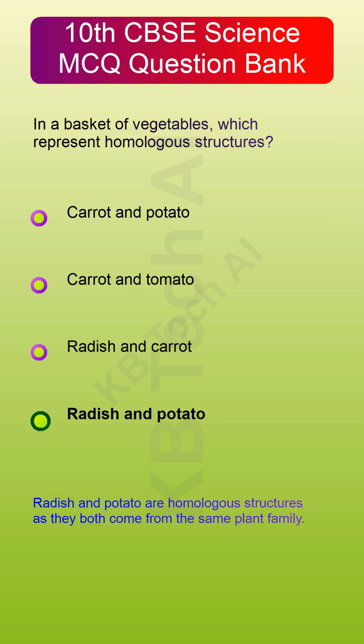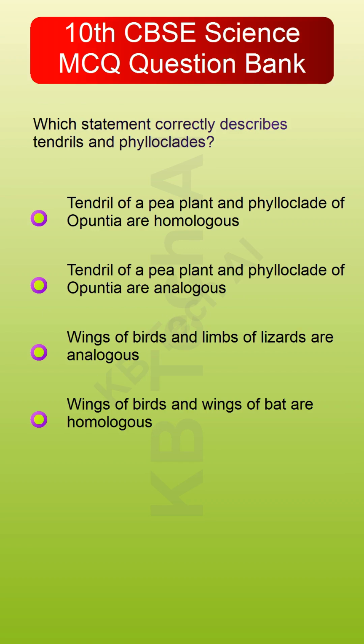The answer is, option 4, radish and potato. Which statement correctly describes tendrils and phylloclades? Option 1, tendril of a pea plant and phylloclade of opuntia are homologous. Option 2, tendril of a pea plant and phylloclade of opuntia are analogous. Option 3, wings of birds and limbs of lizards are analogous. Option 4, wings of birds and wings of bat are homologous.